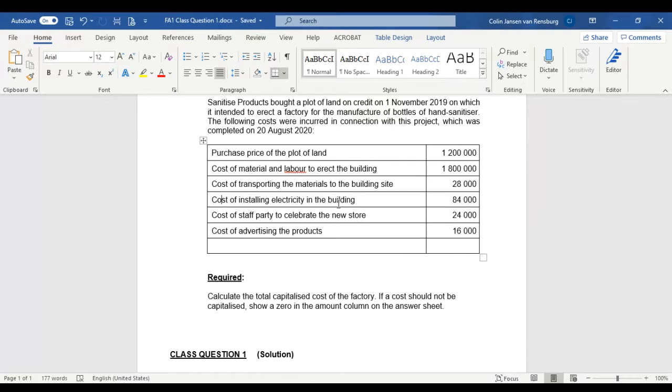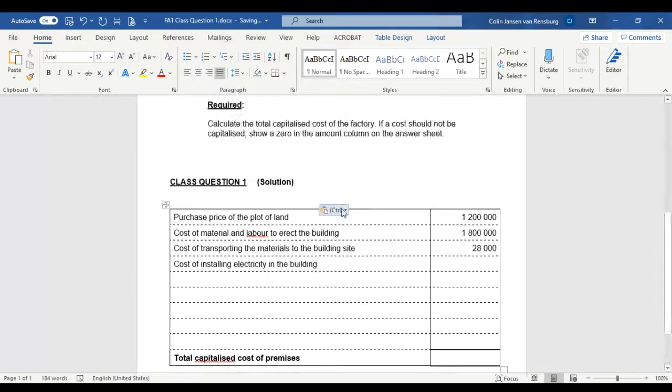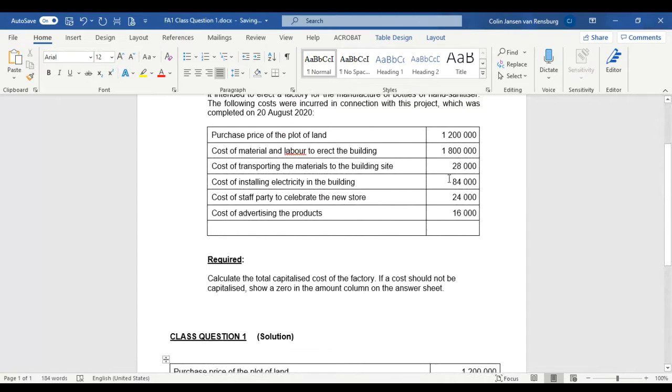So it must first be in a condition that you can manufacture it, because that is what management intends with this asset. Management's intention with this asset is to manufacture bottles of hand sanitizer. And unless that factory is in a condition where it can be used as management intends, in other words, the manufacture of bottles of hand sanitizer, then it cannot function as that. So therefore, that will also be regarded as a directly attributable cost. So let us go and put that in our answer sheet. Cost of installing electricity, and that was to the value or to the amount of 84,000 rands.